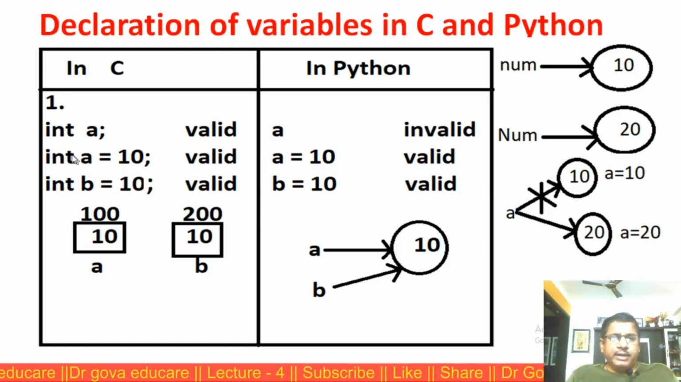Now here we are declaring the data type. Here we are not declaring the data type. Python is a dynamically typed programming language. C is a statically typed programming language.